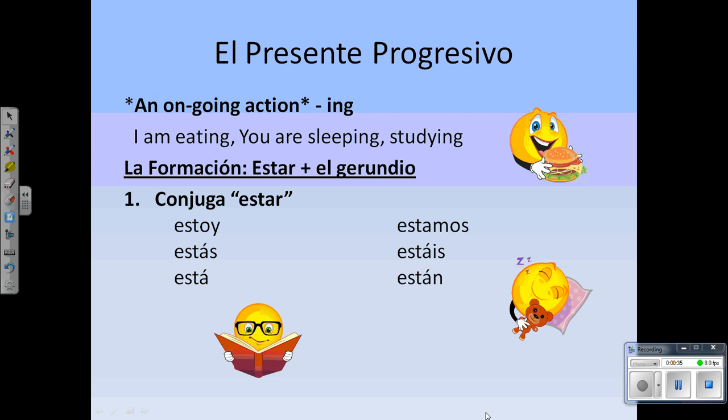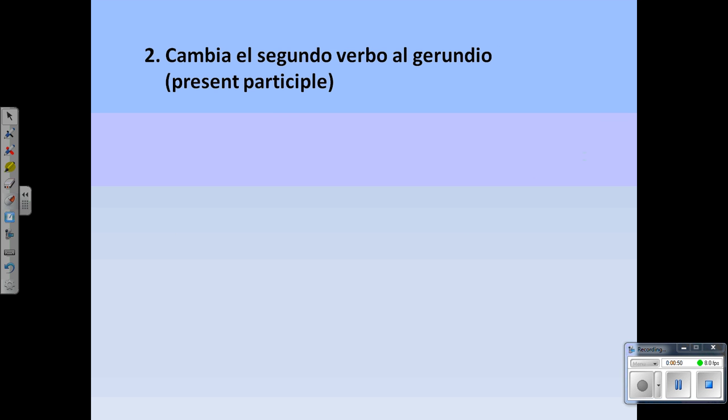Here are the conjugations of estar, which means when you're making a complete sentence is I am, you are, he is, etc. The second verb is called el gerundio. I'm going to show you how to conjugate that. Feel free to stop this video at any time. Cambia el segundo verbo al gerundio, the present participle. So it's called the gerund or the present participle.